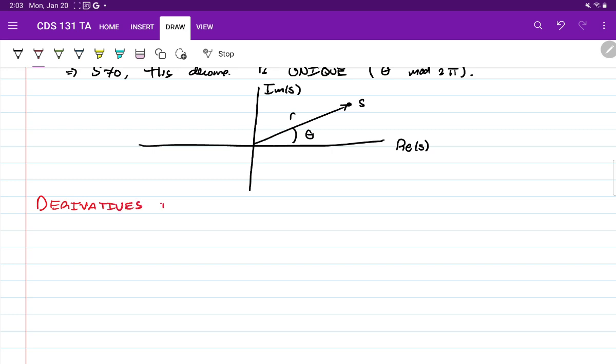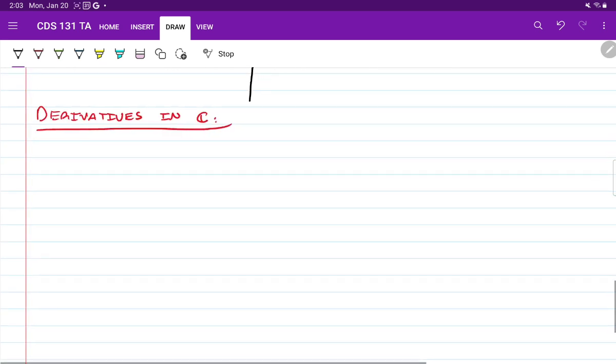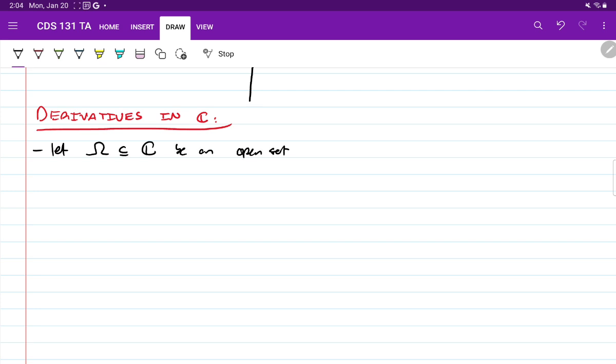Derivatives in C. Okay, so let omega, a subset of C, be an open set, where the definition of an open set is the same as in a normed vector space, because C is a normed vector space with the complex magnitude. So let omega be an open set, and f from omega into C be a complex function.